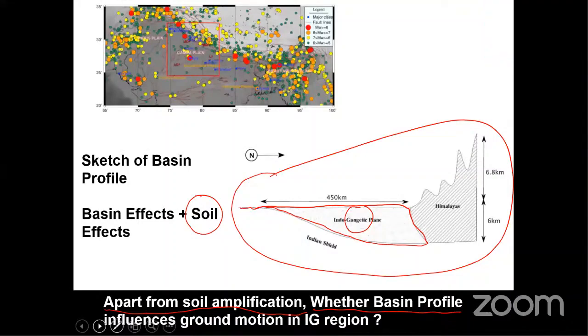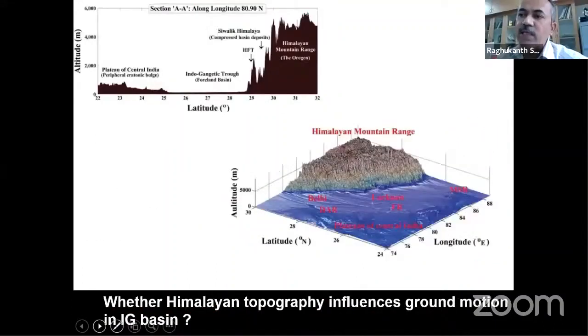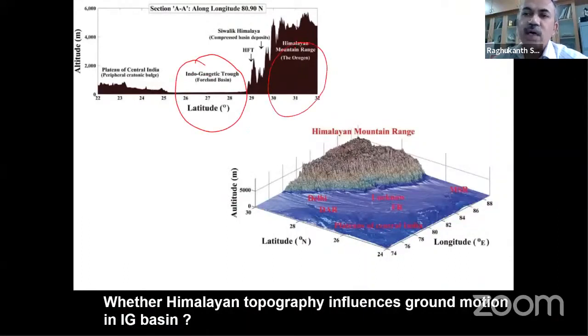Another problem we see in Ganga Basin is that it's not only the basin. Now if you see, this is a section I have shown here. Suppose this is the Ganga Basin side. This side you have the huge Himalayas. And now everybody knows that if there is a huge topography here, that also amplifies the ground motion, they say. Now this is in central India. Of course, the topography is very small, but in the Himalayas you can have a huge topography. So this is our IG basin here.